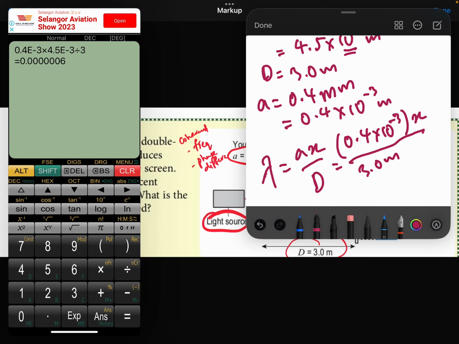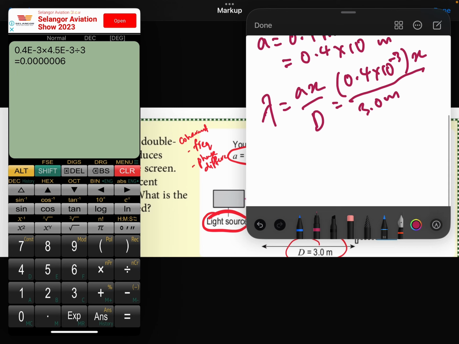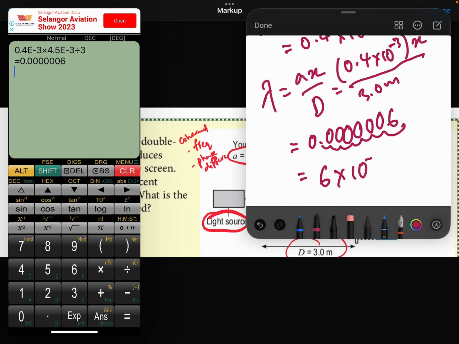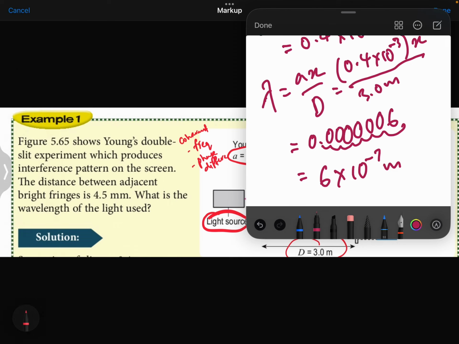So the answer is, you can write in standard form, 0.0000006. So 1 2 3 4 5 6 7. So 6 times 10 power negative 7 meter. So that's the answer.